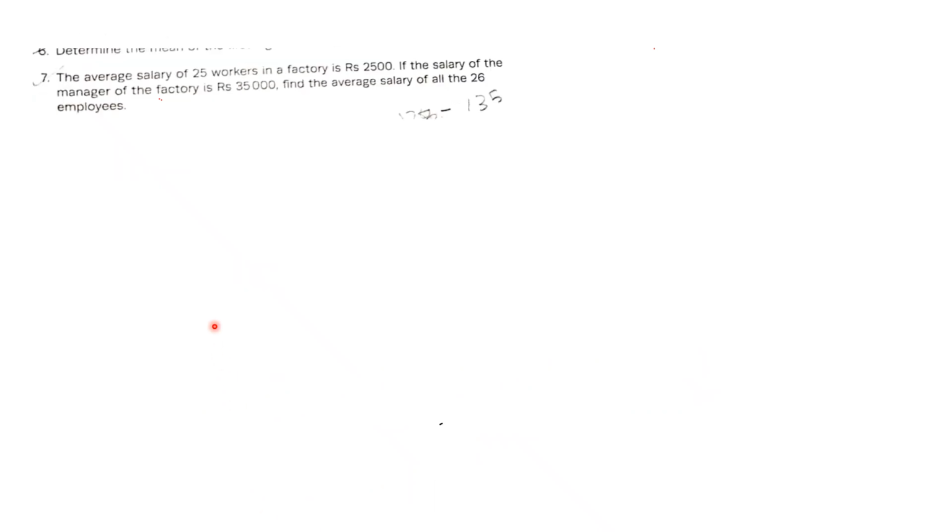Okay, so in this question, the average salary of 25 workers is given, which is 2500, and it says if the manager of the factory has a salary of 35,000, you have to find the average salary of all the 26 employees. Okay, now as we know the average salary of the 25 workers, we need to come up with the total salary of the workers. So we will find the total salary of the workers.